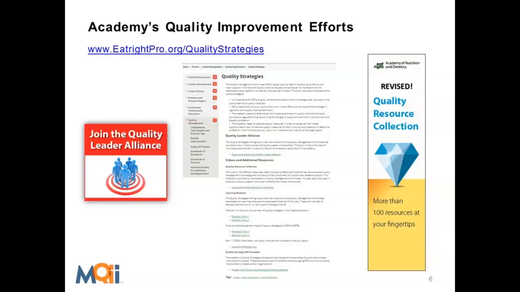And then finally, the formation of the Quality Leader Alliance, which is a network of RDNs and DTRs who are experts in quality management activities. The Alliance members work to educate food and nutrition professionals on quality management concepts and resources. Something to note here is that the Quality Leader Alliance, the QLA, applications for this will be opening up at the end of March, in the next month. So, if you're eager or interested to join, we encourage you to do so.